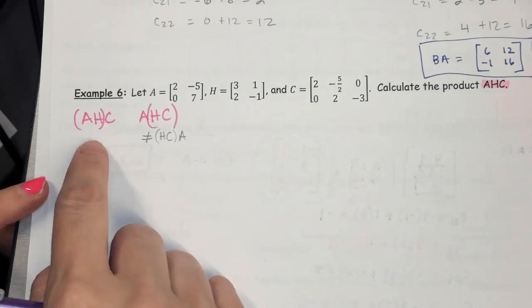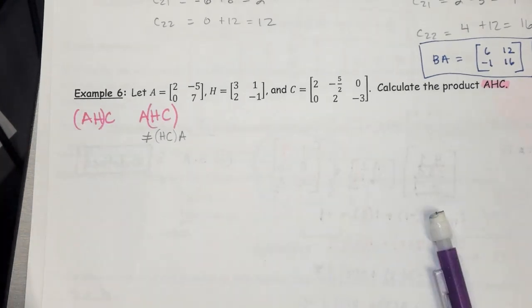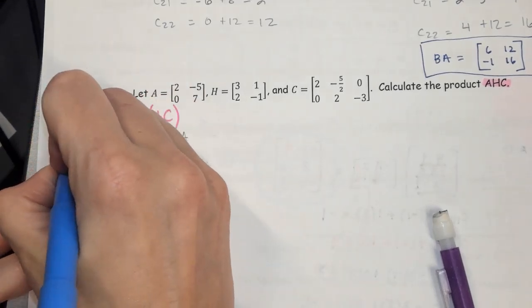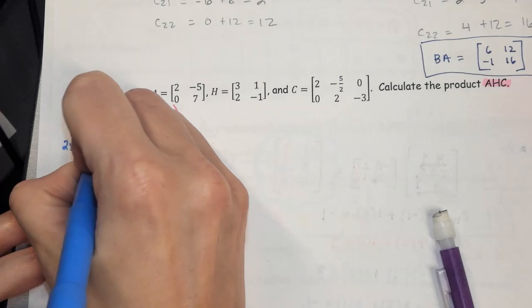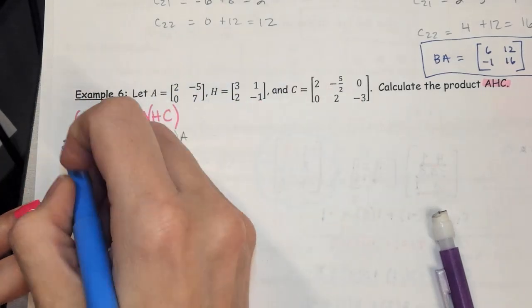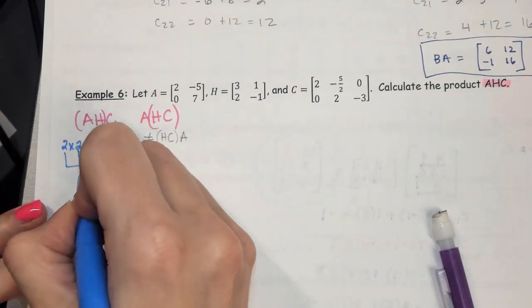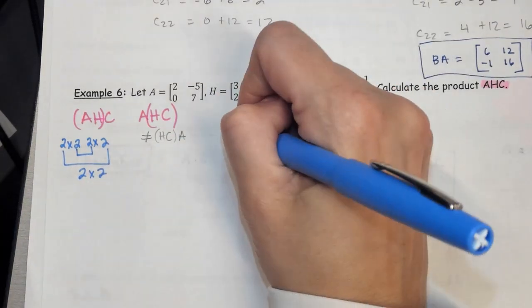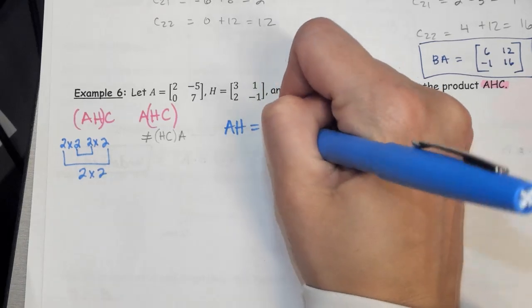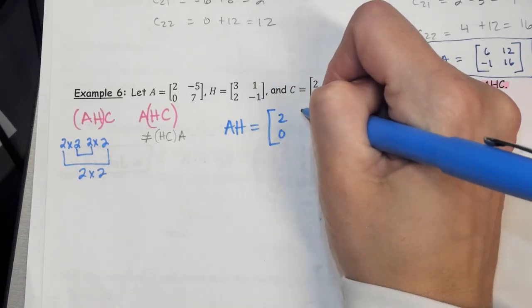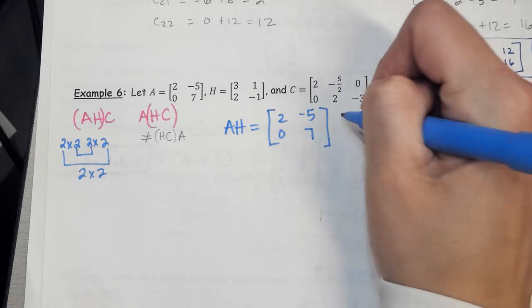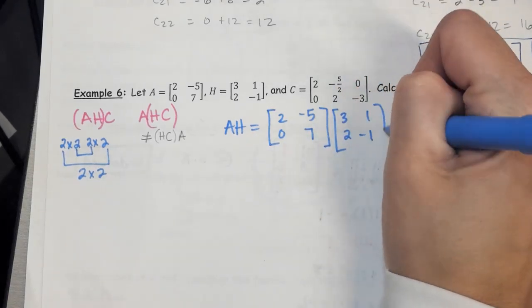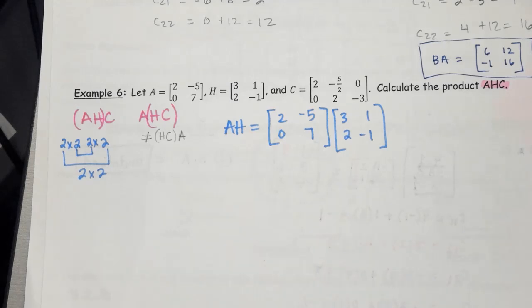So I'm going to do the AH times C. Do what you feel is right in your heart. So A is a 2 by 2, H is a 2 by 2. Okay, so that's what we're going to do first. Okay, A times H. Okay, so I will give you a minute to calculate.